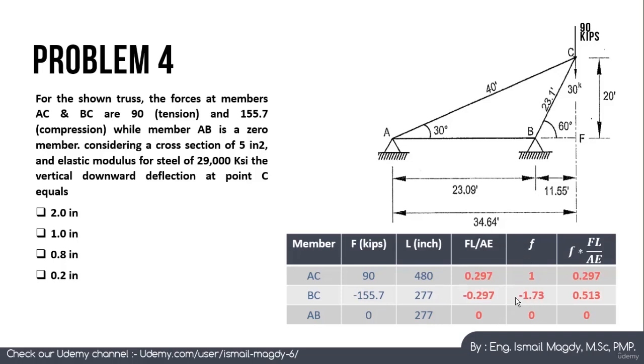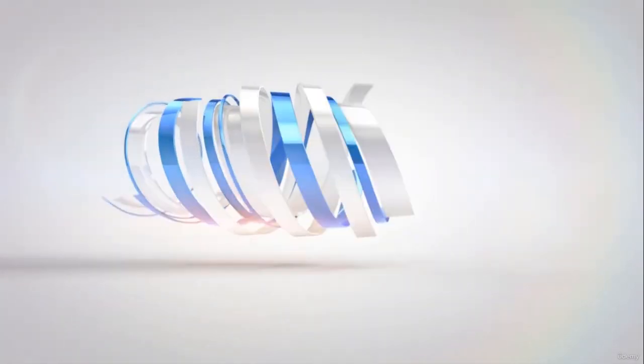So now we have all the parameters. We will just calculate the small f multiplied by FL over AE, which is these two values multiplied by each other. We will get here 0.297, and here 0.513, and here 0. So in order to calculate the overall deflection, we will calculate the sigma of this value, which is going to be 0.81 inch. So this is the answer, which is the third answer, 0.8 inch.